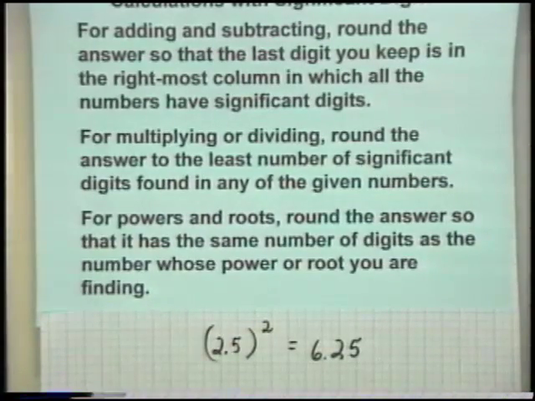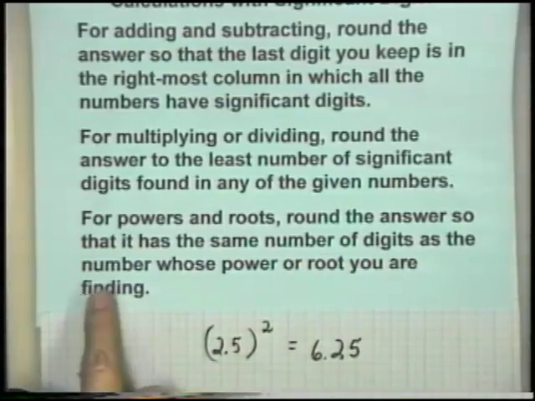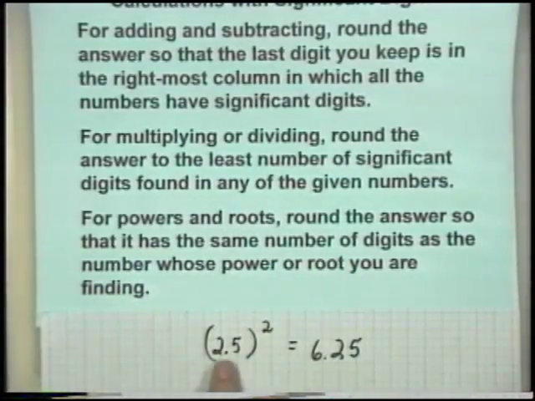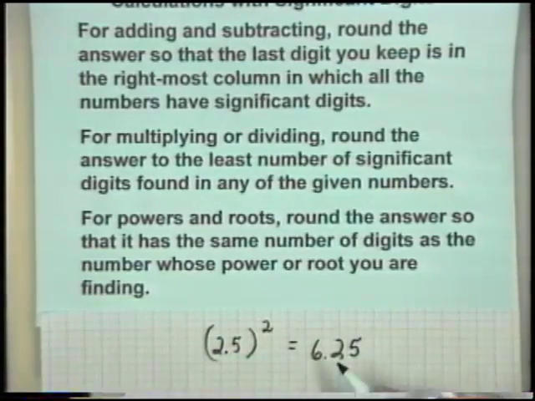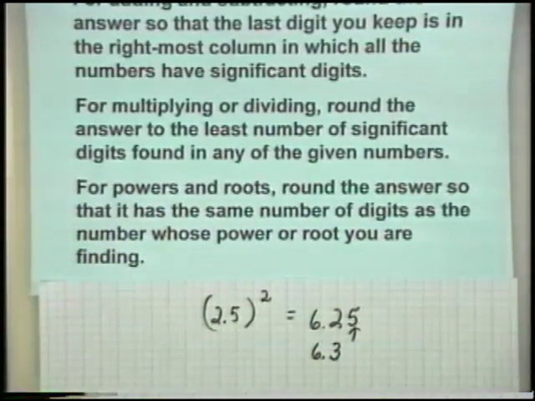But if we were supposed to round, if we were looking for the approximate number, then it tells us to round the answer so that it has the same number of digits as the number whose power or root you are finding. So I'm raising 2.5 to the second power. How many digits does it have? Well, it has 2. So I'm supposed to round this to 2 significant digits. So the 6 is significant and the 2 is significant. So I'm going to look at the 5. Since it is a 5, I will add 1 to the tenths place. So rounding, I would have 6.3.